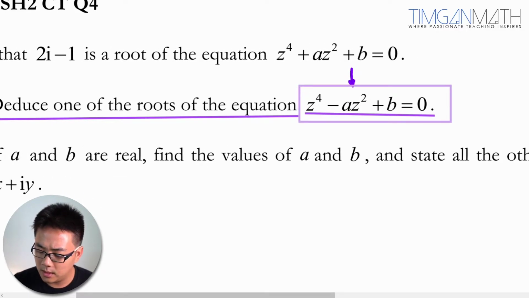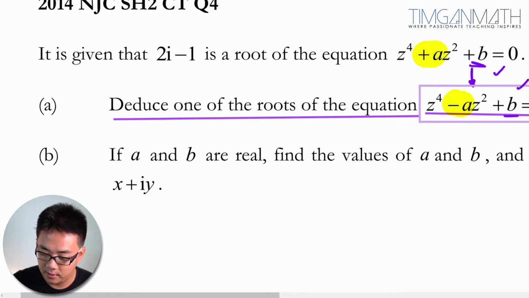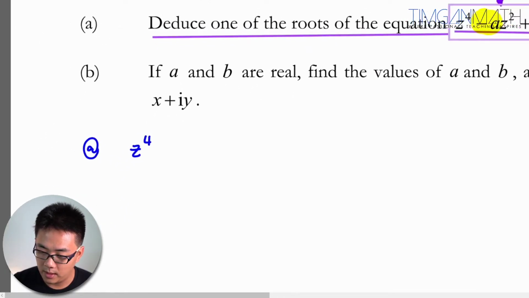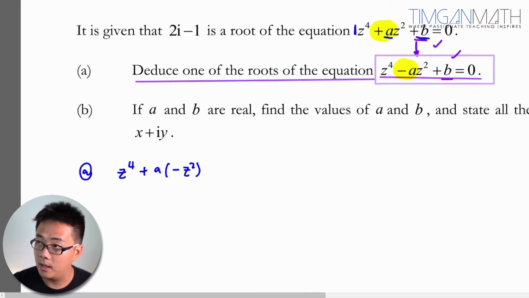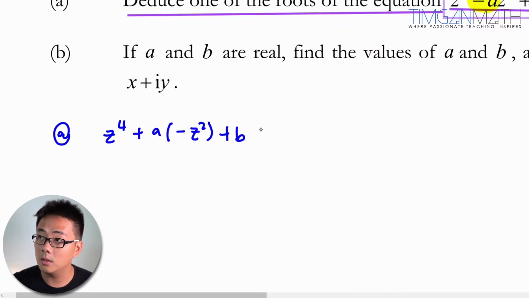As I always tell you all in class, make the coefficient the same. As you can see, this is a different one. This is plus a, this is a minus a. So the constant, which is a plus b, is already fixed, so this is all right. What I'm going to do is try and force the z coefficient to be the same. So from here, I have a coefficient of 1 for a and b. For z to the power 4, similarly, I need a positive a, so it's a minus z squared plus b equals 0.